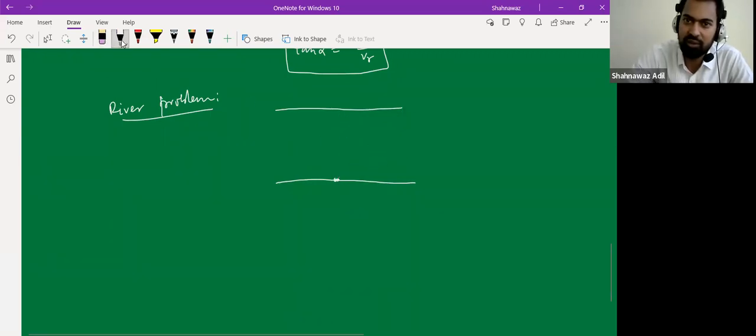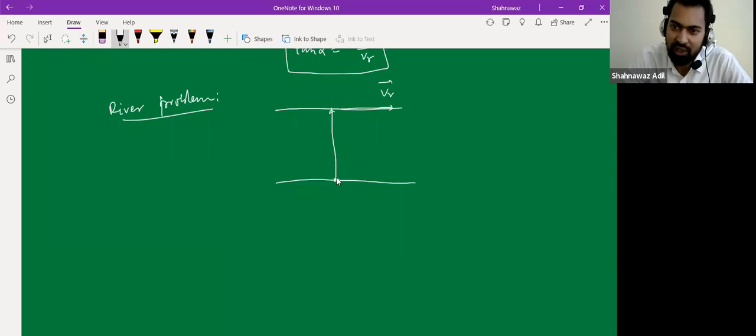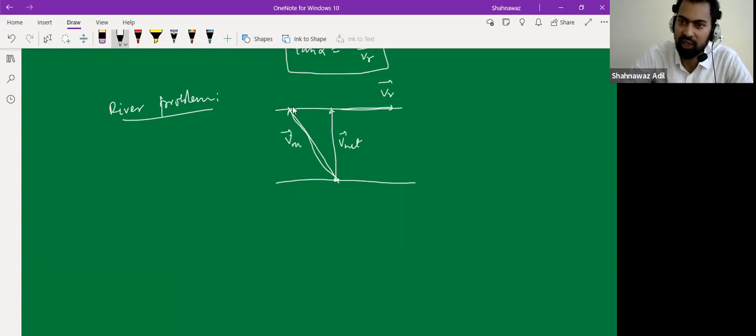So this is the shortest path, right? And the river is flowing like this. So he should start with some angle this way, so that his resultant will be like this, right? This is how he starts crossing the river, so that the resultant V net is like this. This is the velocity of the man, and this is the velocity of the river. Understood my point?